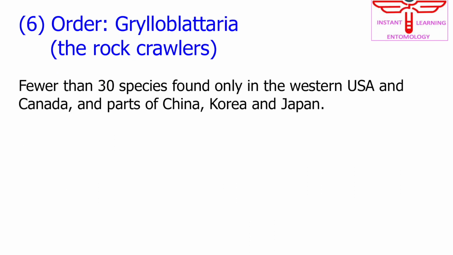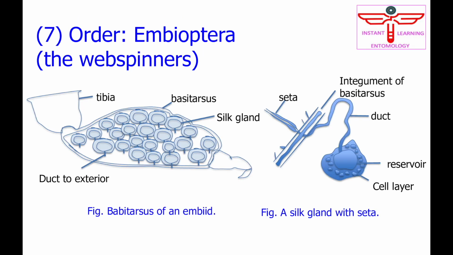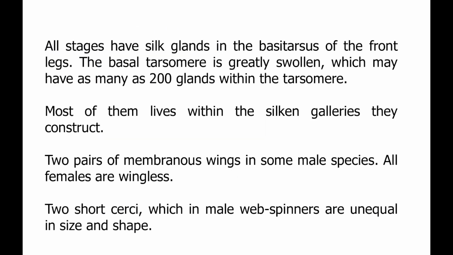Order: Grylloblattaria. The rock crawlers. Fewer than 30 species found only in the western USA and Canada, and parts of China, Korea, and Japan. Order: Embioptera. The web spinners. All stages have silk glands in the basal tarsus of the front legs. The basal tarsomere is greatly swollen, which may have as many as 200 glands within the tarsomere.